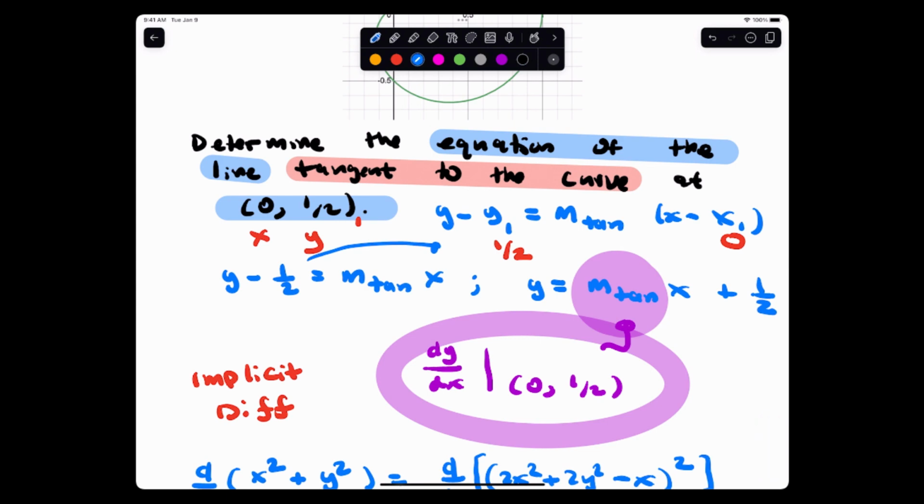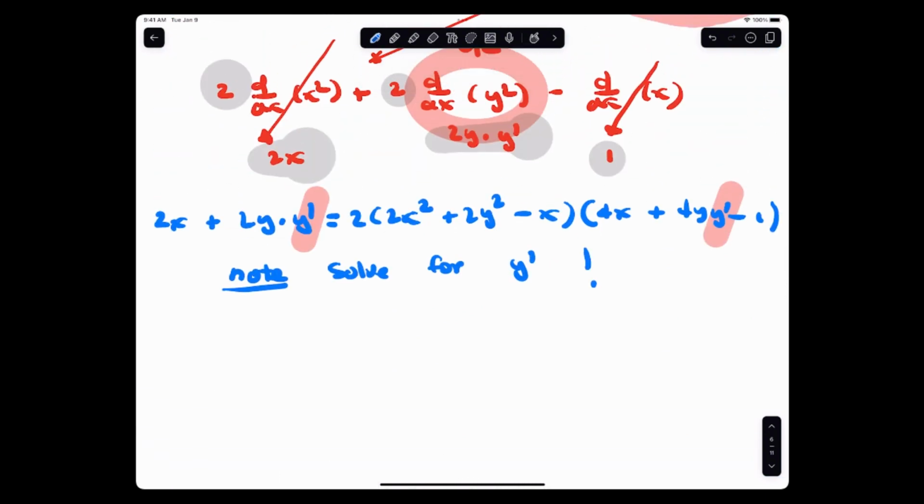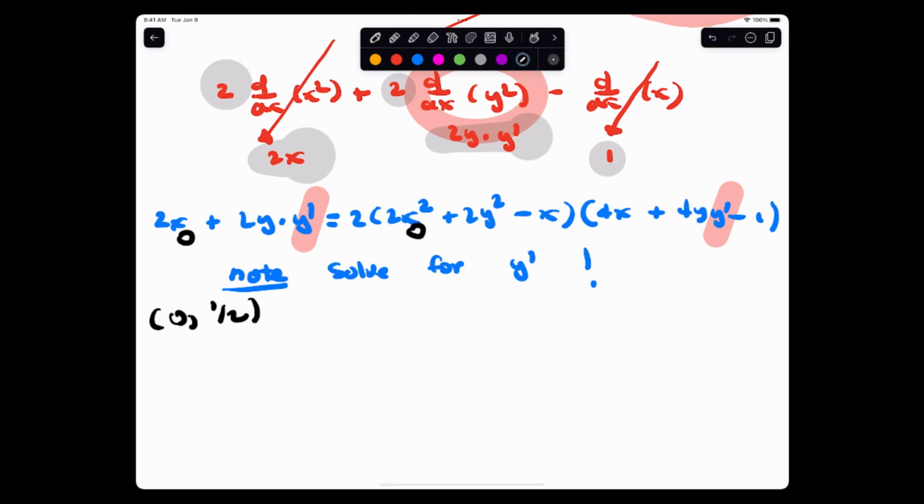Why can I plug in x is 0 and y is 1/2 now? Because they're asking to find the derivative at a location. So what I can do now is wherever there's an x, plug in your point. Remember, what's the whole idea? Find the derivative at that location. So x is 0, x is 0, x is 0, x is 0. Y is 1/2. You guys okay with that?